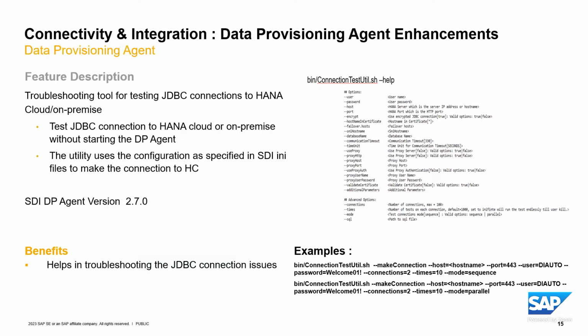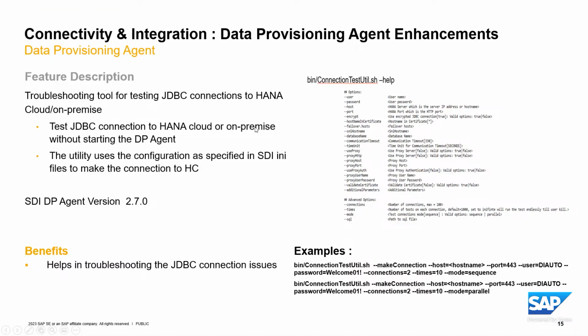The next enhancement is again for the DP agent. This enhancement is for troubleshooting the agent connection issues. While troubleshooting the agent connection issues, both SAP product support teams and customers needed a standalone tool to test whether they could set up a connection with HANA Cloud or HANA on-premise without using the DP agent. So with the upcoming 2.7.0 agent release, you will see a new utility with the agent installation called connection test util. You can use this standalone tool to test the connection outside of the DP agent.